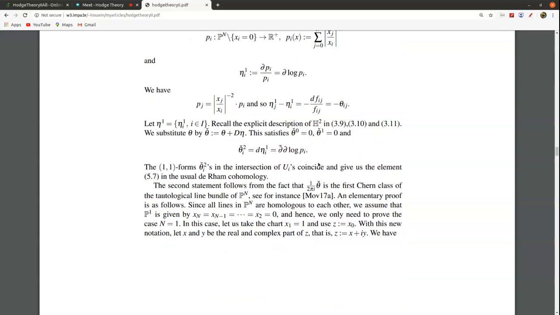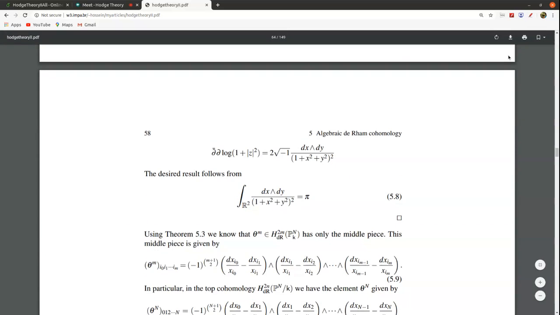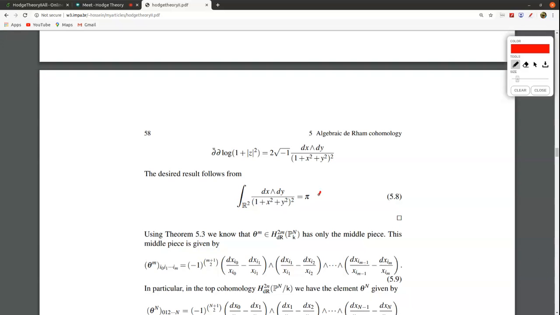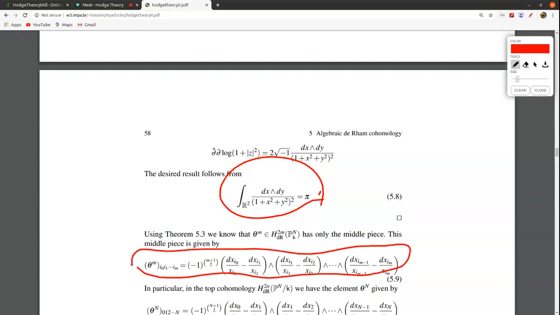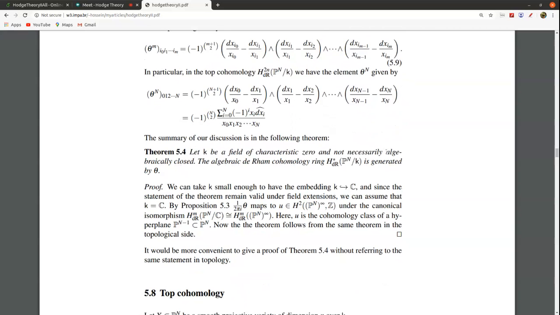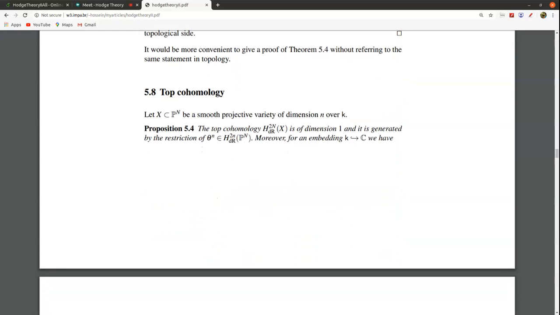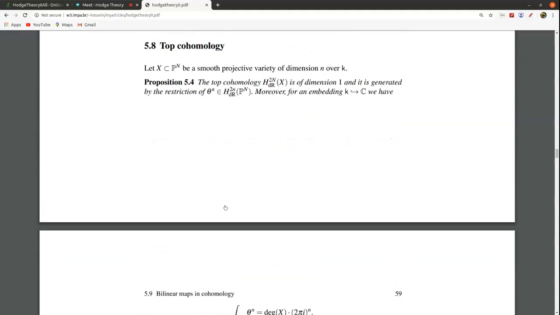And again, the integration formula, as I said, follows from this. At the end we have to check this equality, and we can explicitly compute what theta^m is in the Čech homological interpretation. Okay, so let's go to the top cohomology. We also need to handle this top cohomology.